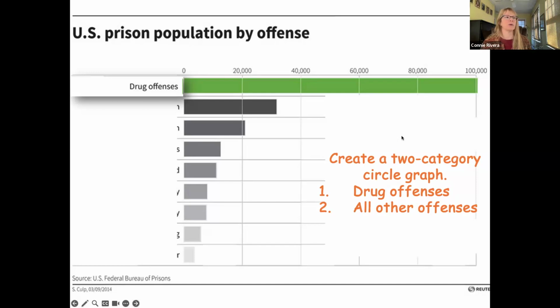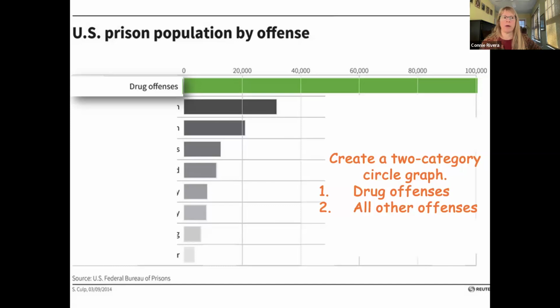Oh, your employer is the source of the image? That's fascinating. Oh, I was looking at the bottom right where it says, so you're talking about the U.S. Federal Bureau of Prisons. Yeah. All right, so you're sketching a two-category graph.